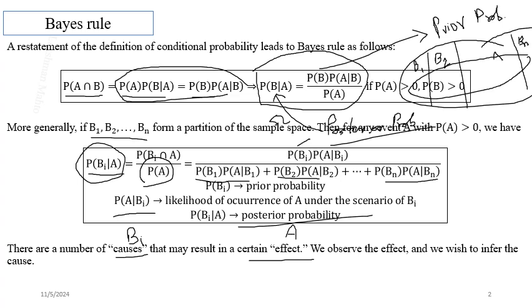So we observe the effect. Once we observe the effect, we wish to infer which cause may lead to that effect. That means which posterior probability is higher. Which posterior probability is higher? So that we are willing to compute. Through an example, all this will become clear.